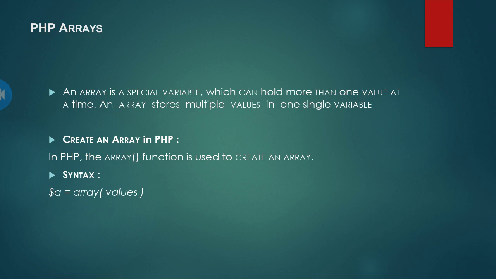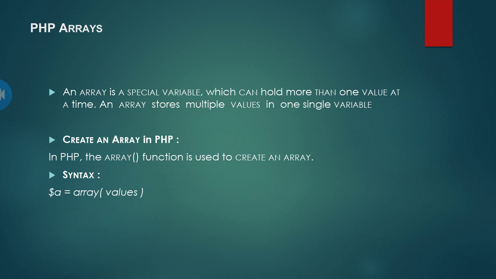So let's see how we can create an array in PHP. In PHP, the array function is used to create arrays. Whenever we have to create an array, PHP provides us a function, that is the array function. So we simply have to use that function whenever we have to create an array. So look at the syntax. For example, $a is a variable equal to array. Here array means we are using the array function, and in the brackets, values. Values means whatever you want to write.